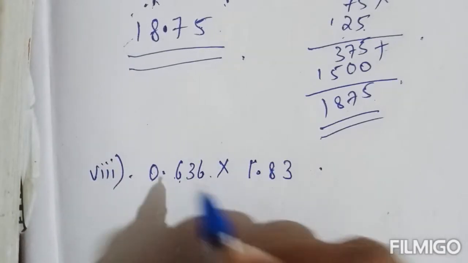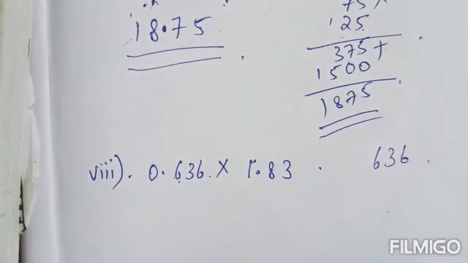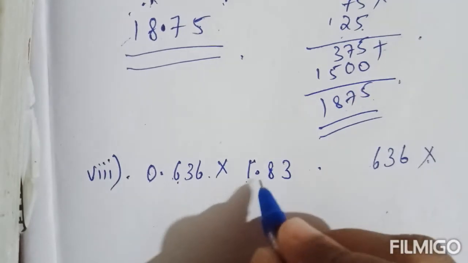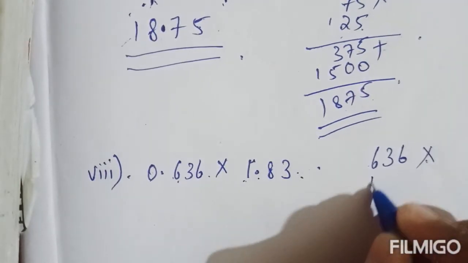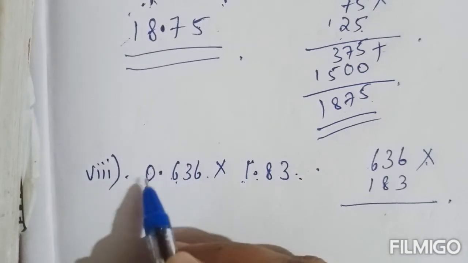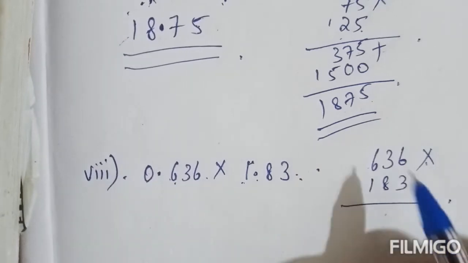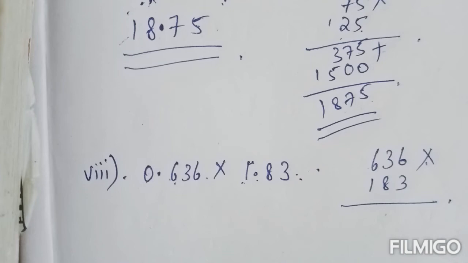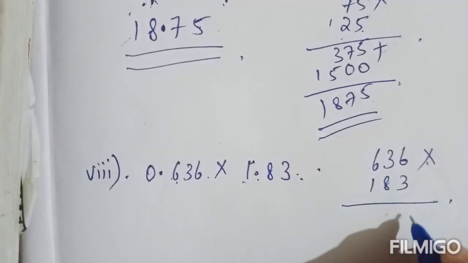0636 means 636 it is. Okay, into 1.83. Without decimal point it will be 183. This 0 before a number has no value. That's why we are not taking that here. Okay. Now on multiplying, what you will get?